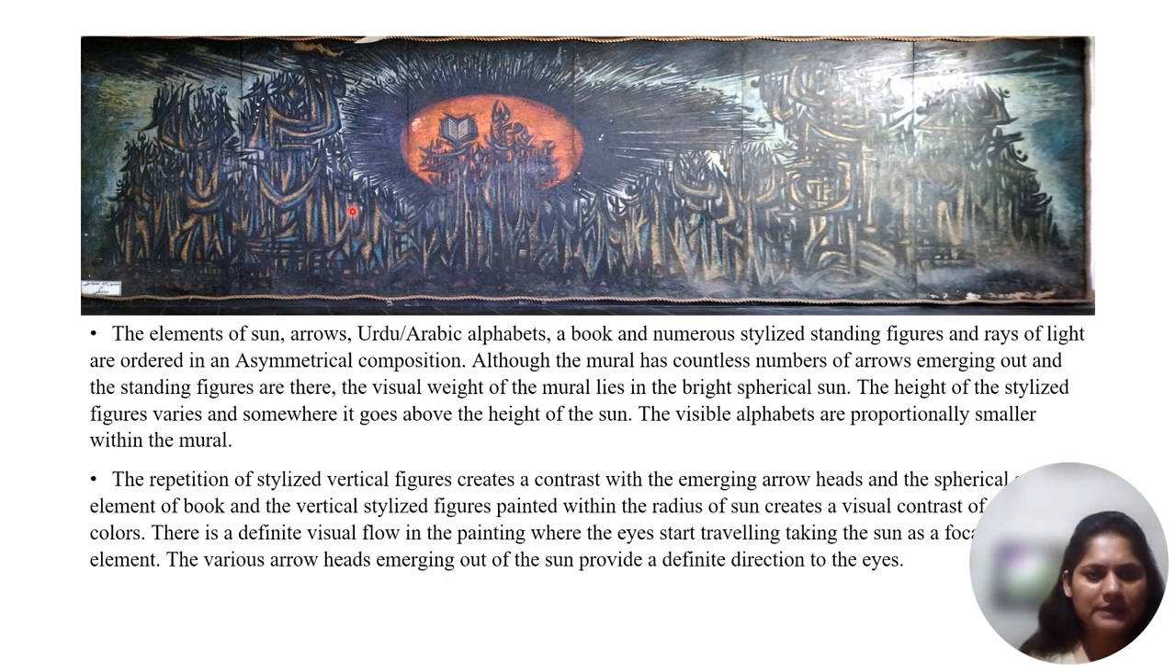The repetition of the stylized figures creates a contrast with the emerging sun and the arrowheads. And you can see the element of the book and the vertical stylized figures painted within the radius of the sun, which creates a visual contrast of shapes and colors. There is a definite visual flow in the painting, where you can see the eyes start traveling, taking the sun as the focal visual element. The various arrowheads emerging out of the sun provide a definite direction to the eyes.